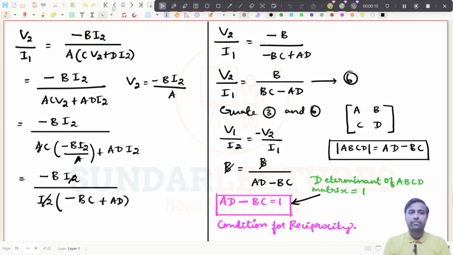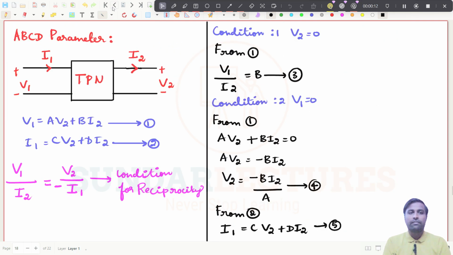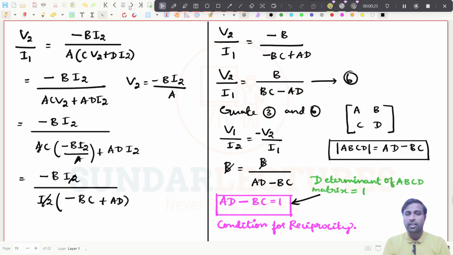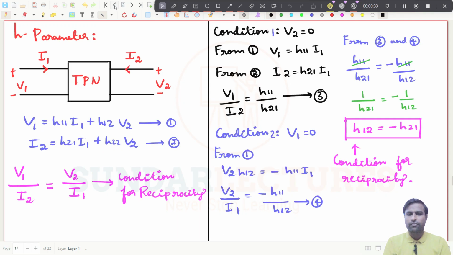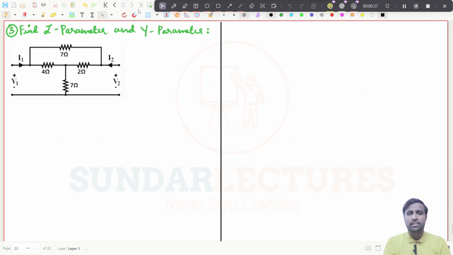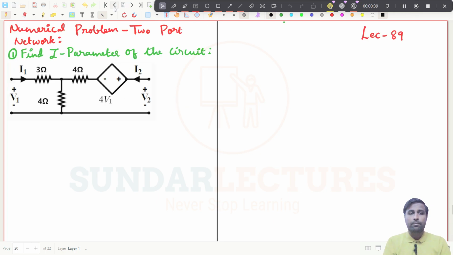What are the topics we have seen in the previous class? We have taken the reciprocity conditions for all the parameters, which means Z, Y, H and ABCD parameters, and we have derived the expressions. This is the condition for reciprocity for the ABCD parameters, and for all other parameters we have found the reciprocity condition. Now in this class we will take some problems.